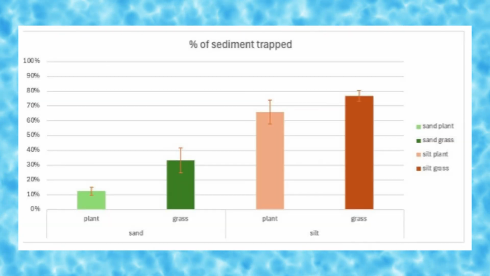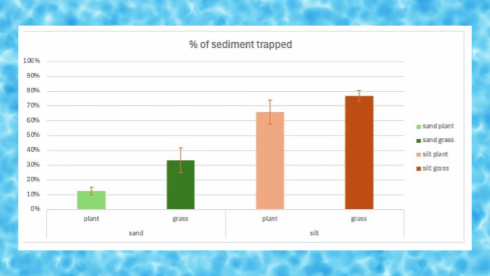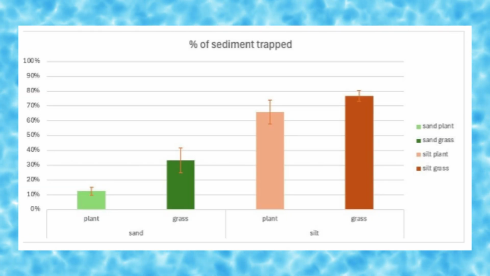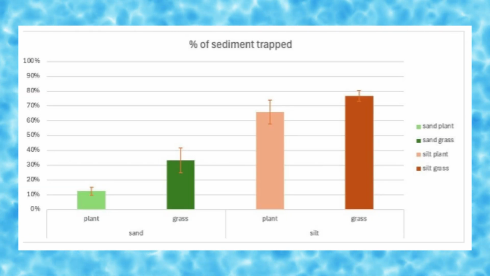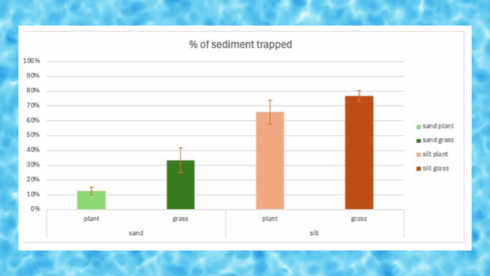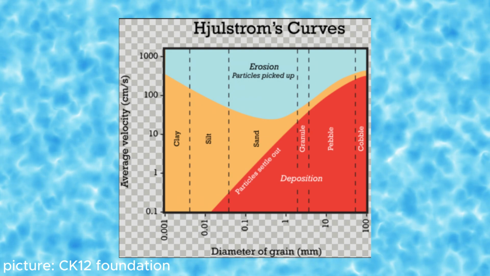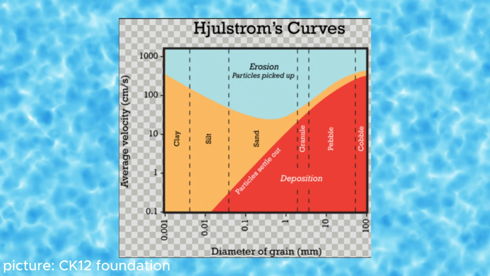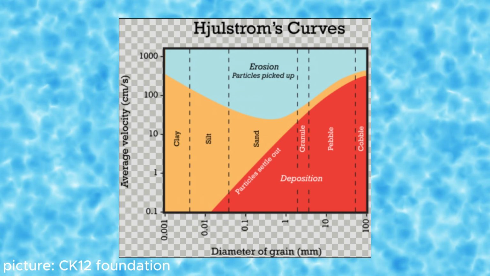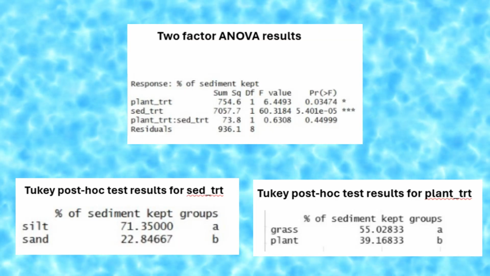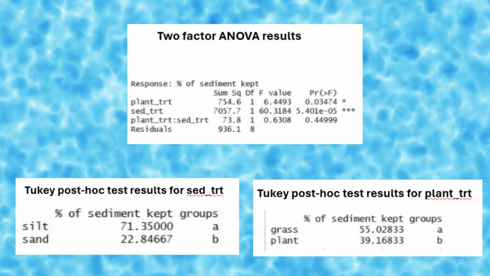It shows that the least sediment is trapped by a sand-plant mix, while grass keeps significantly more. The difference is not quite as big when silt sediment is used, but silt sediment does seem to be more resistant against eroding forces overall. This could be explained by the higher erosion velocity of silt because of its cohesiveness, which lines up with the Hjulström diagram. To further analyze the results acquired from the experiment, an ANOVA test was performed.